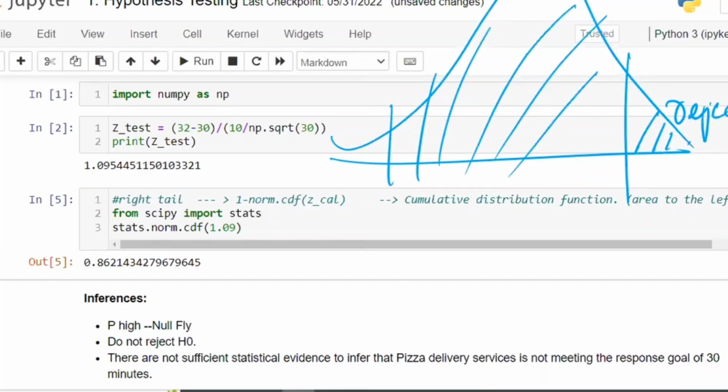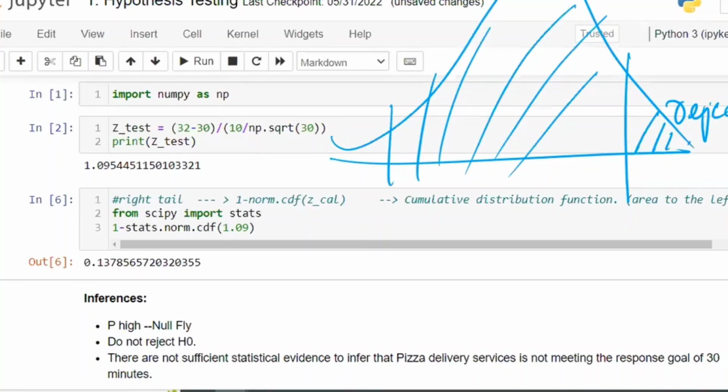So I want to get the right side area. How to get the right side area? Just 1 minus. Do 1 minus of this and you'll get the right side. Now based on the p value, p high, null fly, do not reject the null hypothesis. Completed using Python. Manually completed and Python also completed. Same question.